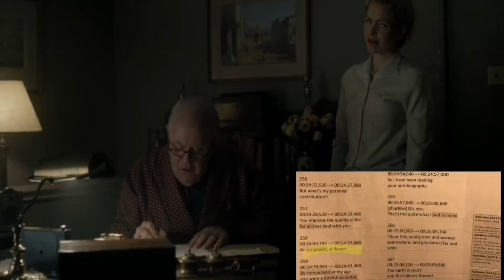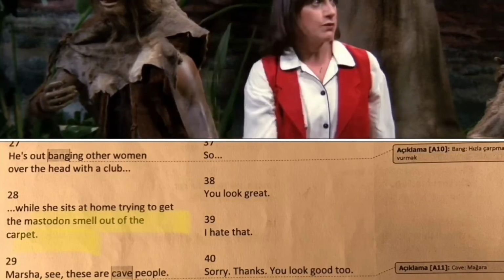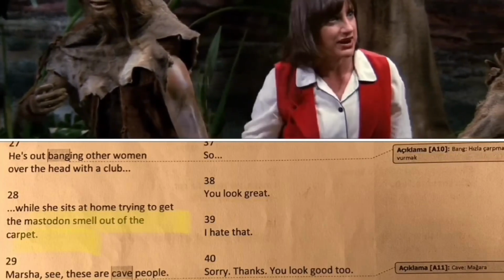ornament, the crown. I can directly remember this expression, this word actually, from The Crown. An ornament. A flower. So carpet. Again, get the smell out of the carpet. Macedon carpets. From France. He's out banging other women over the head with a club while she sits at home trying to get the mastodon smell out of the carpet.